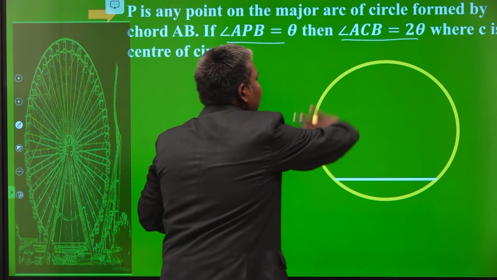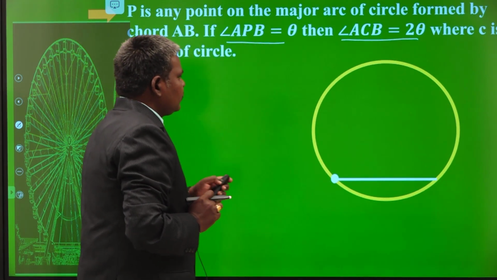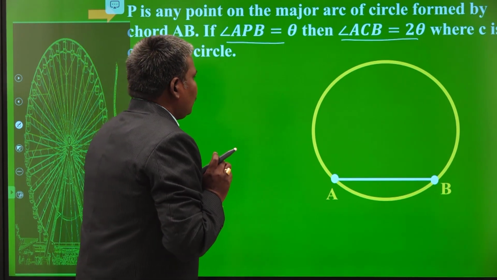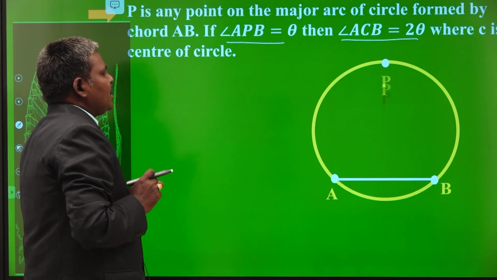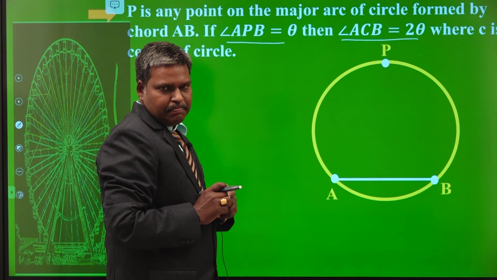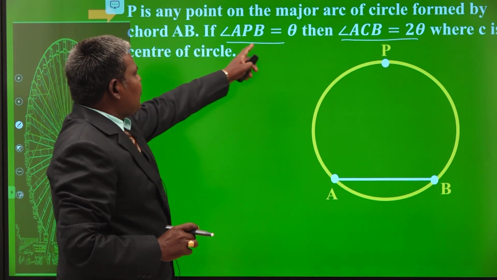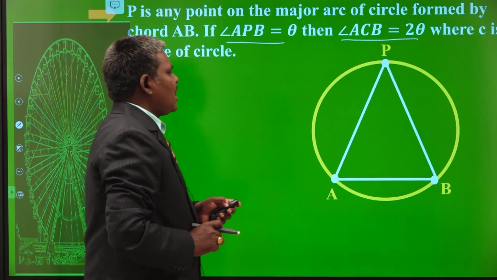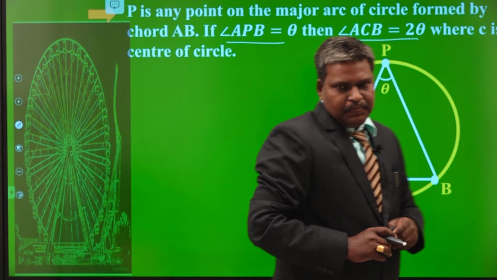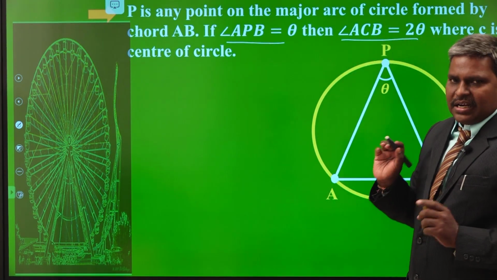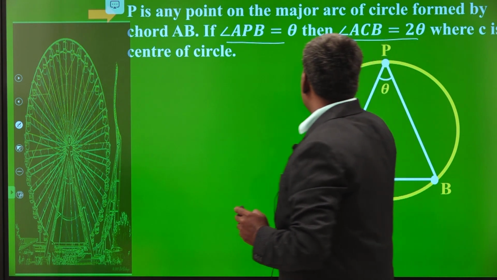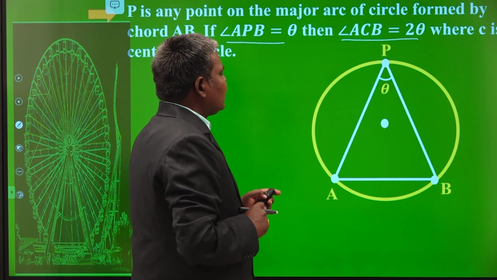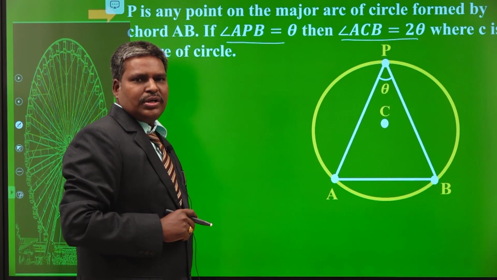You take any point on the major arc of the circle. So these are the extremities of the chord AB. Now P is any point on the major arc of the circle as shown in this figure. Now what is the angle here? Angle APB is equal to theta. Angle P is equal to theta is given to you. This is the angle theta. They are given to you. What you are going to show is that angle ACB is equal to 2 theta. What is C? Center of the circle. See here, this is the center of the circle shown in this figure.